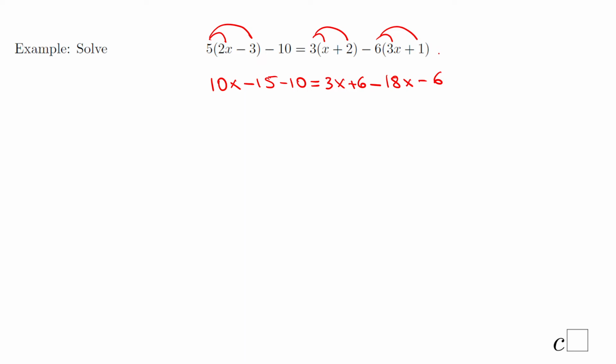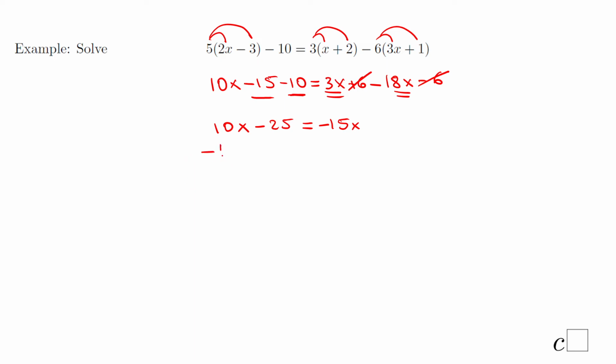My next thing will be to combine like terms, as we call them. And we notice on the left side we have these two that are alike. Those two numbers, I'm going to combine them. 10x minus 25 equals, let's take a look on the right side. We have the x's here that are alike. 3x minus 18x is negative 15x. And we have the 6 and the negative 6, which in fact cancel out, or we get a 0 if you want. And now we have this equation with a variable on both sides.